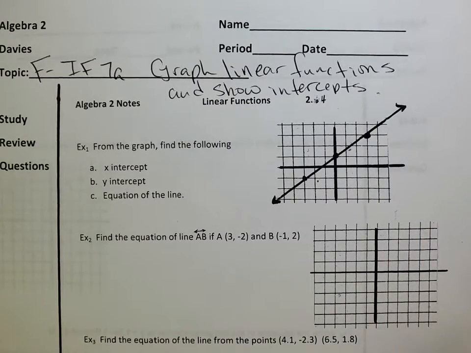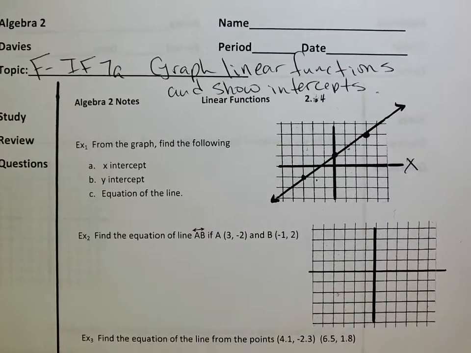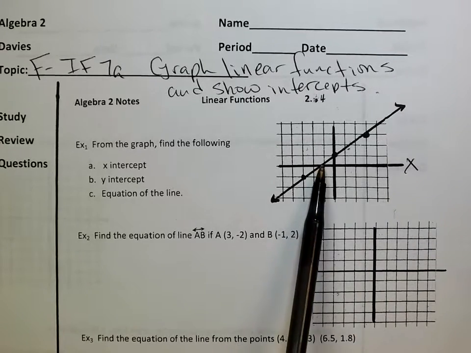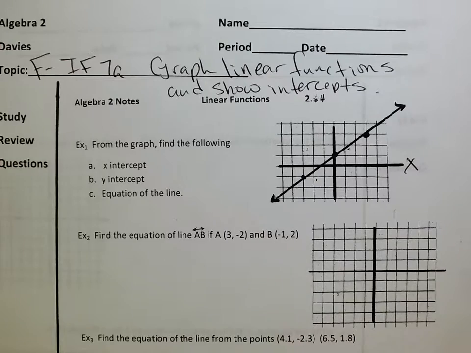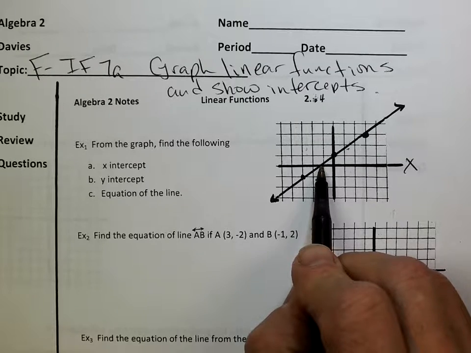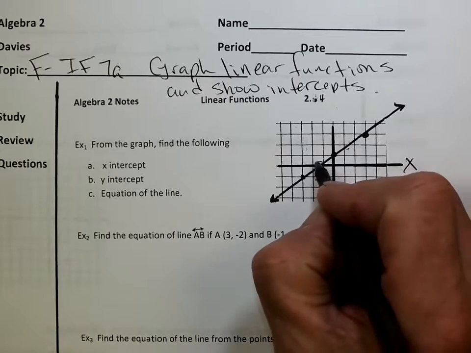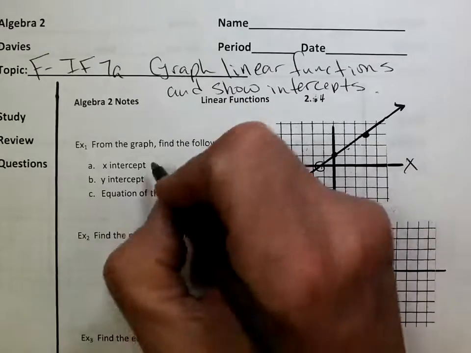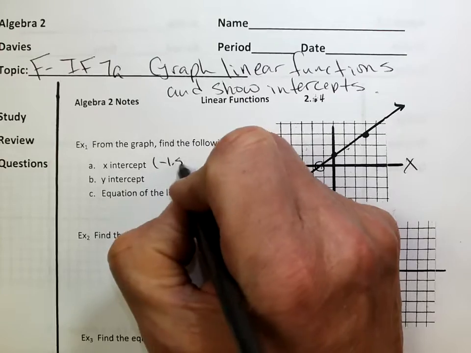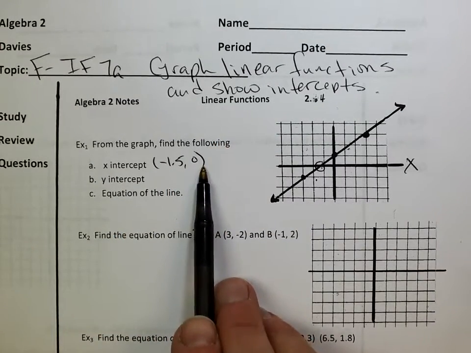So from the graph, find the following. The x-intercept, here's the x-axis, right? So the x-intercept must be right there, okay? It's got to be the x-intercept. Looks like it's probably at about -1.5, maybe. We could find out exactly what it is if we knew the equation. So the x-intercept's right about there. I'm going to guess at -1.5. So -1.5 comma 0. 0 because it has a height of 0 at the x-intercept.